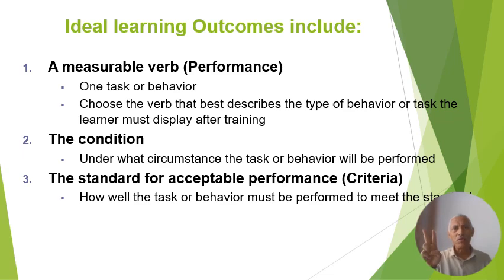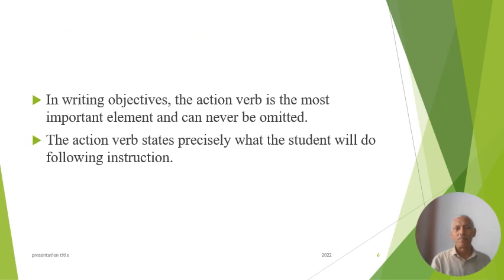So if it has only two components, then it's not acceptable. When you state your objective or learning outcomes, you have to have a certain standard, a certain criteria in it that makes that performance acceptable. So what kind of standard do you want? How must the task or the behavior be performed to meet the standard? Now, in writing objectives, the action verb is the most important element, and it can never be omitted. You can't have an objective without the action verb. So there must be an action verb, and it must be very carefully selected. It states precisely what the student will do following the instruction.